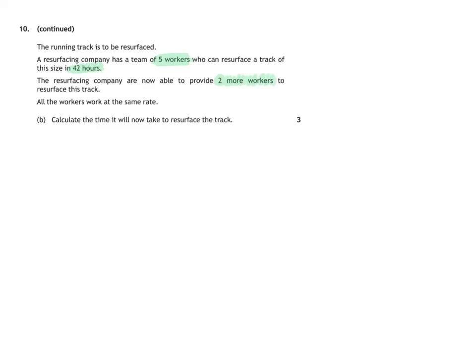There we go. So they all work at the same rate. How long will it take to resurface the track? So this is a question where we have to think about this. So we know 5 workers would take 42 hours. So we're aiming for how long it's going to take 7 workers.